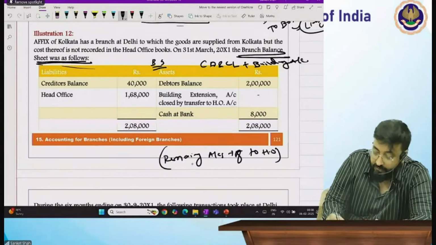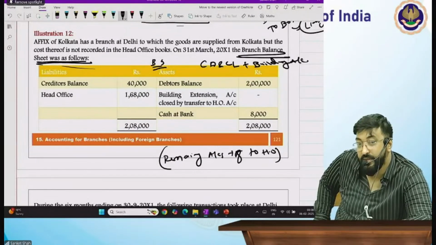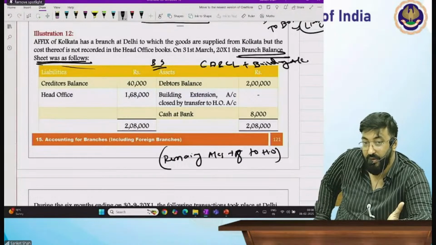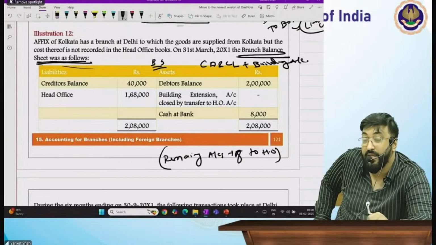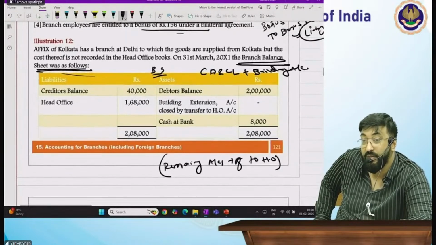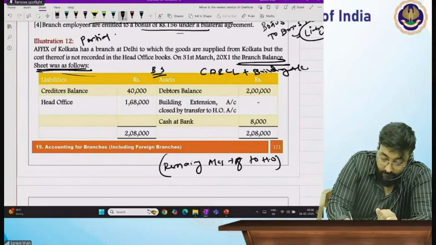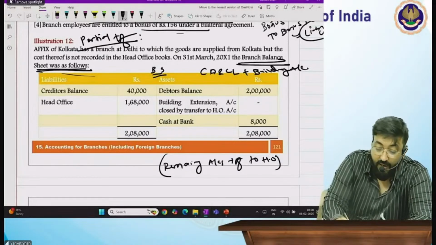Head office will take care of P&L and balance sheet. So is this problem of a full trial balance transferred or a partial trial balance transferred? Partial trial balance transferred. So partial transfer.